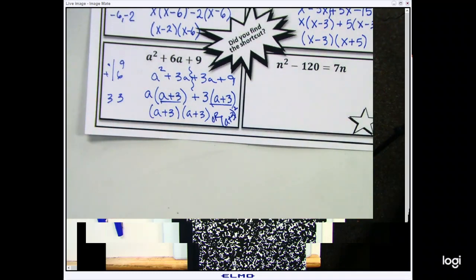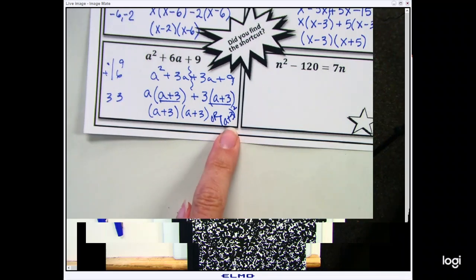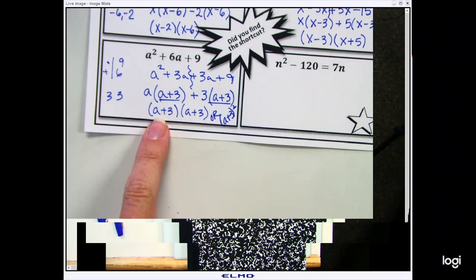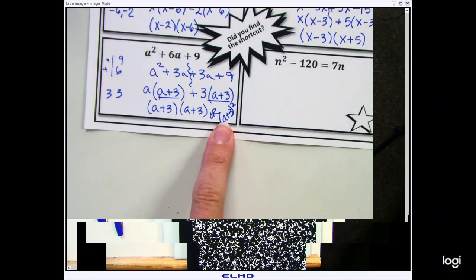My only question is whether in our math software they would consider this not factored because you don't see both parentheses. So we'll look at that together. I'd like to know what they say. But you're right. A plus 3 times A plus 3 means exactly this.